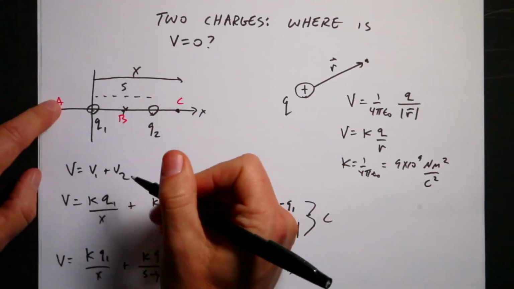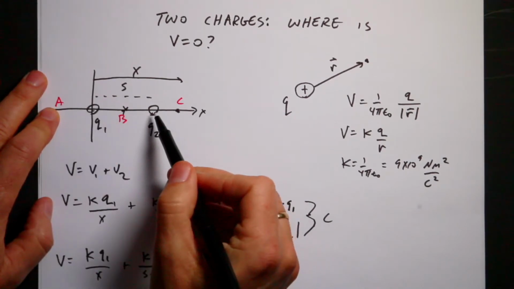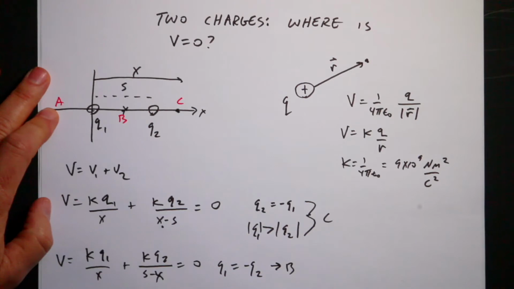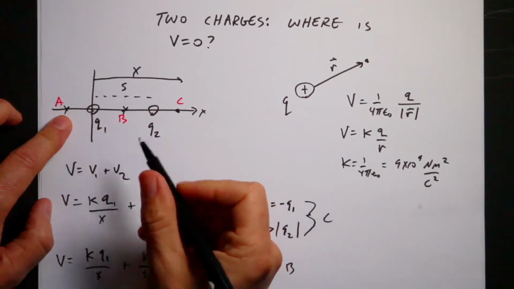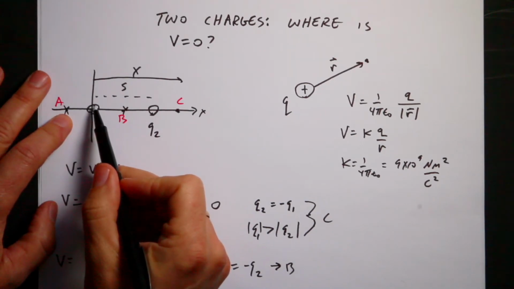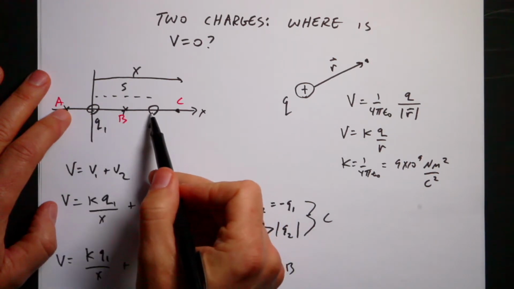Now, in region A, let's assume I'm going to stick with Q1 being greater than Q2 in magnitude. If that's the case, there's no region over here where the potential would be 0. Because if I pick a location right here, it is going to be closer to this charge, and that charge has a greater value, so the potential is going to be greater. There's no way it can cancel with this one, because this one's always further away.